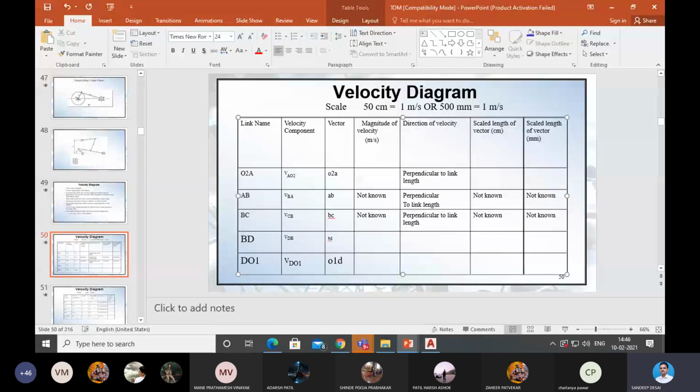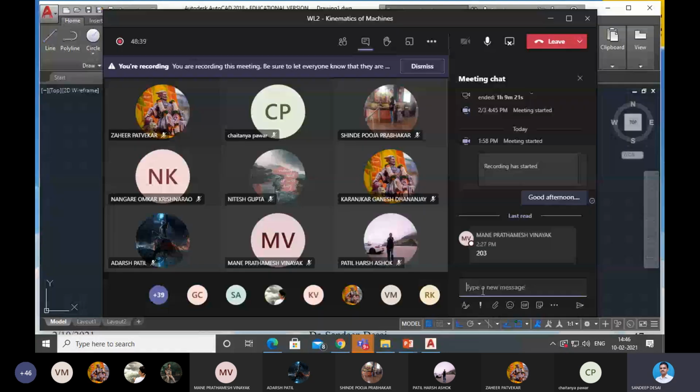Now, let us go to chat box. And now let us calculate velocity of crank, because I have told you earlier, unless velocity of at least one link is known to you, you cannot proceed and draw velocity diagram. Is that understood? Yes, sir. So let us calculate velocity of crank.